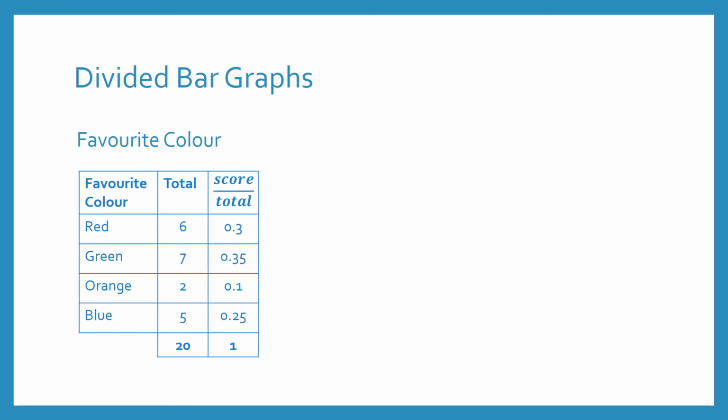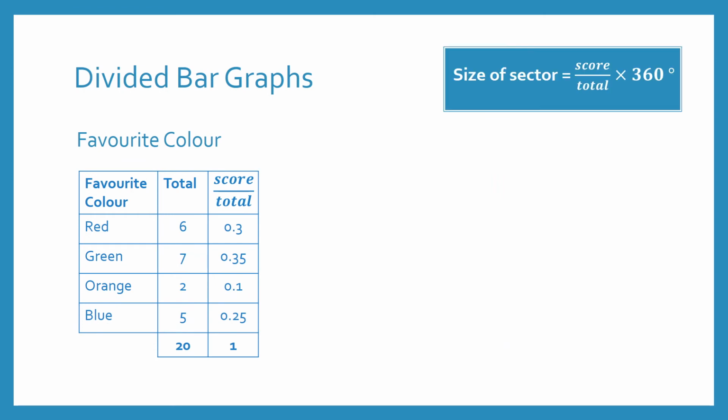So now we're going to have a go at drawing a divided bar graph. Before, we had this formula here: the size of a sector, or the amount of degrees that each of these options would have, would be the number divided by the total, which is this column here, times 360. That was because we were using a circle, and there's 360 degrees in a circle. We wanted to work out how many degrees each of these different sectors were going to take up.